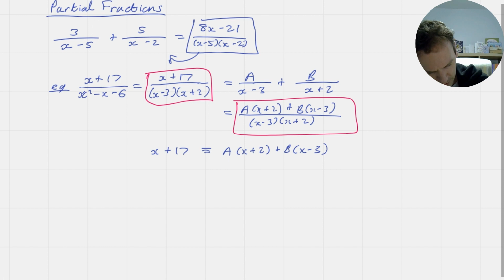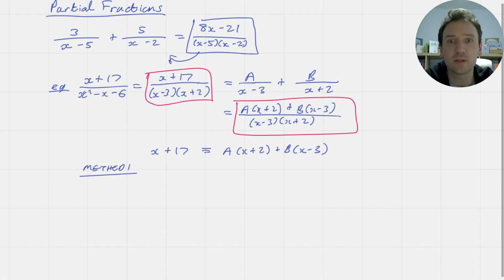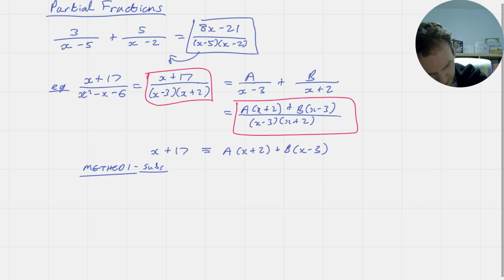So the first method is to say, well, if this is true no matter what the value of x, let's substitute some values of x in. What values of x are going to be nice to substitute in? The first method is just going to be looking at doing substitutions. If we substitute in x equals 3, what does this identity become?